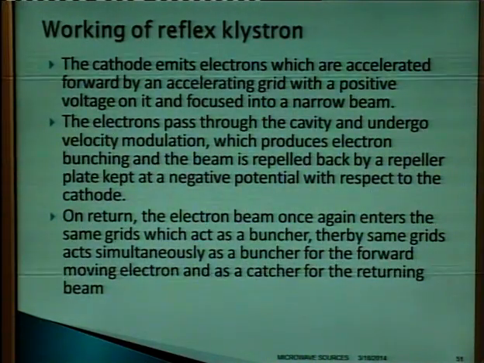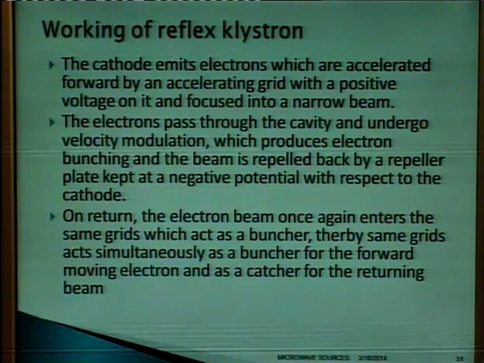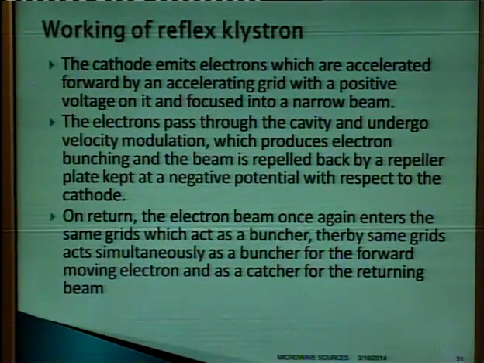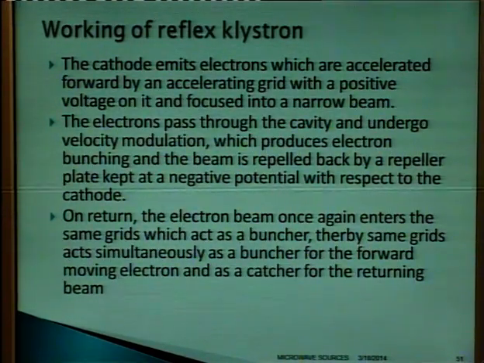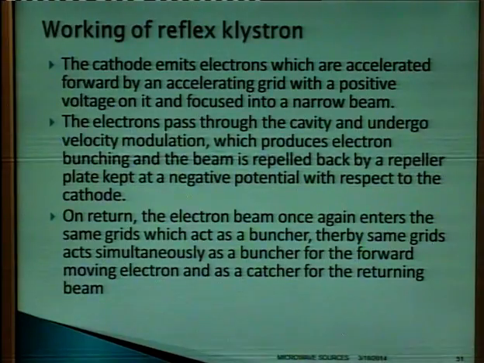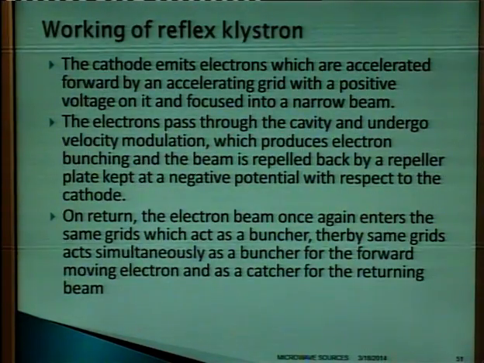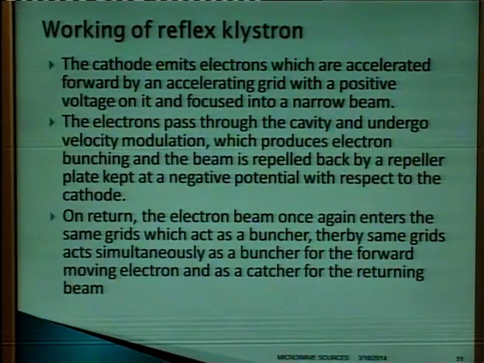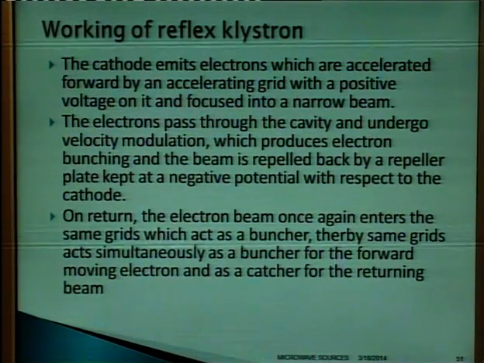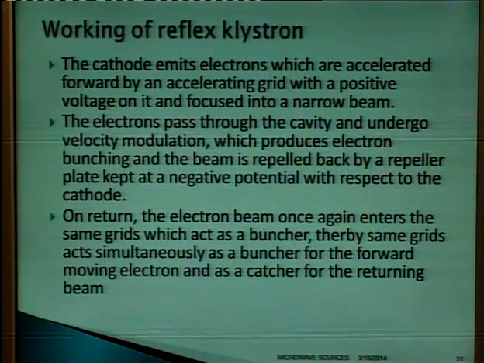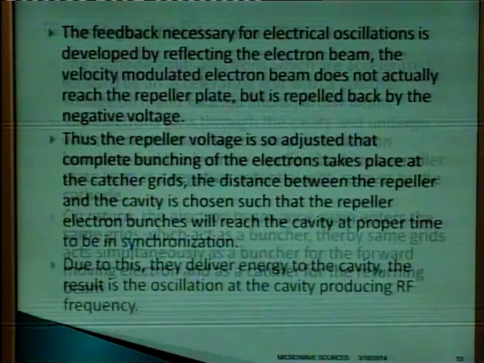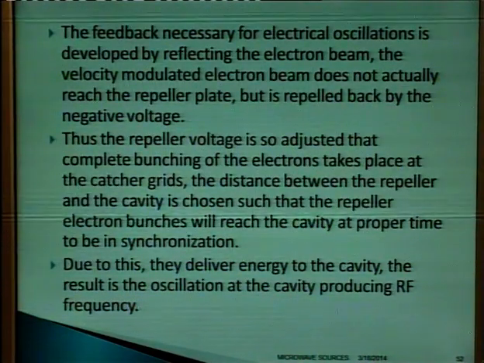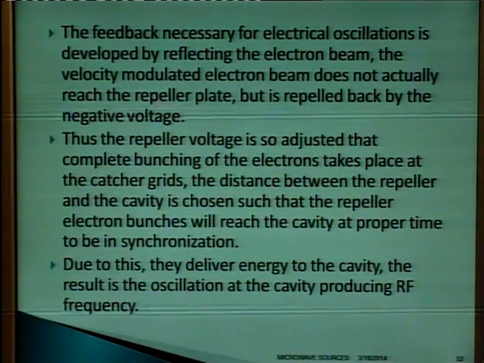In the working of the reflex klystron, the cathode emits the electrons and they are accelerated by the accelerating grid with positive voltage, forming a narrow beam. Then these electrons pass through the cavity, where they undergo velocity modulation which forms the electron bunches. Then this beam is repelled by the repeller voltage, and on the return the electrons once again enter the same grid, which acts as a buncher, and from that we get an amplified signal. So, this is all about the working of the reflex klystron.